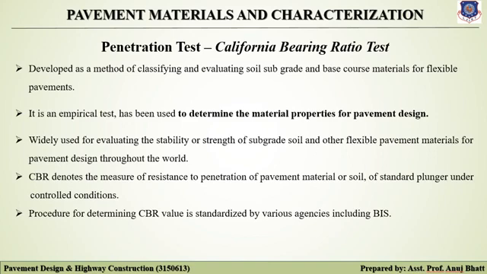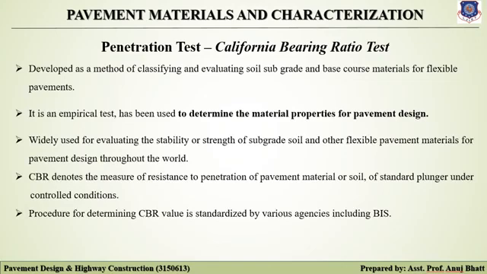The results obtained by this test are used with the empirical curves to determine the thickness of the pavement and its component layers. This is the most widely used method for the design of flexible pavement throughout the world. The value of CBR denotes the measure of resistance to penetration of pavement material or soil by a standard plunger under controlled conditions.